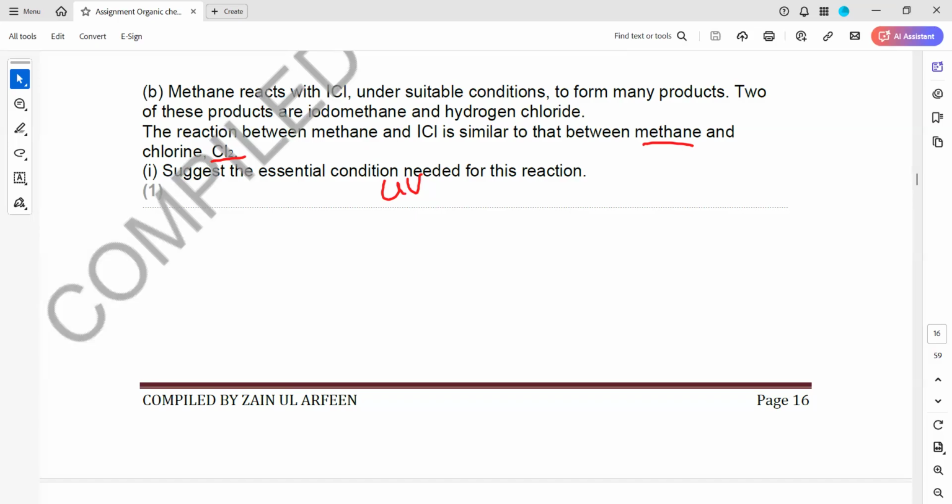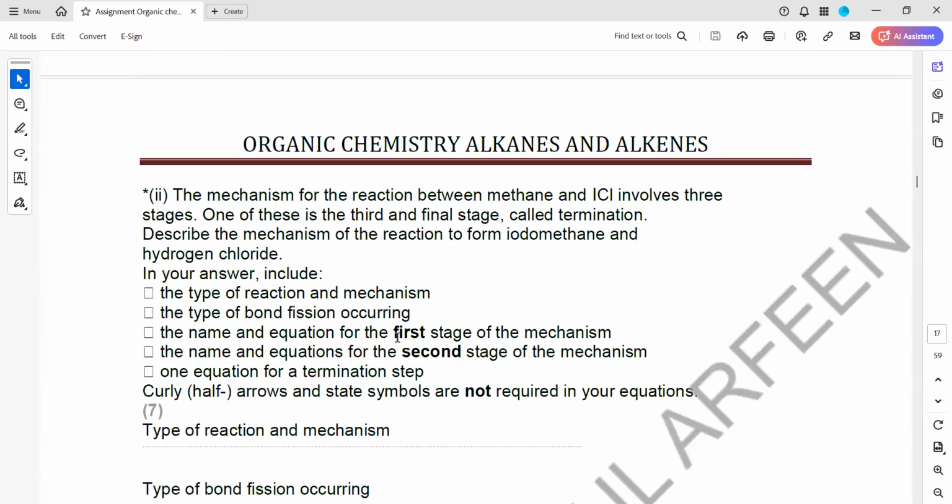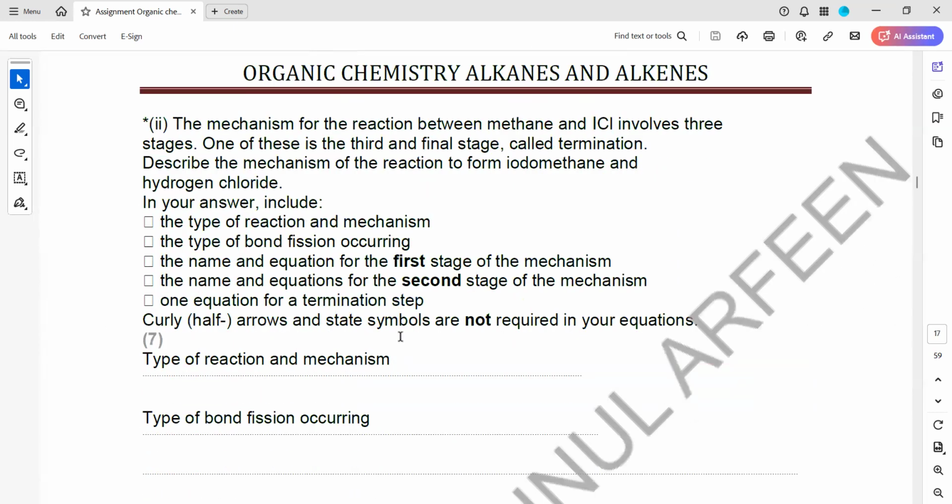We can mention a temperature of around 300. That is also acceptable, but don't say heat or only radiation. Specify temperature 300 or mention UV radiation or ultraviolet radiation. The mechanism for the reaction between methane and ICl involves three stages. One of these is the third and final stage, called termination. Describe the mechanism of the reaction to form iodomethane and hydrogen chloride.